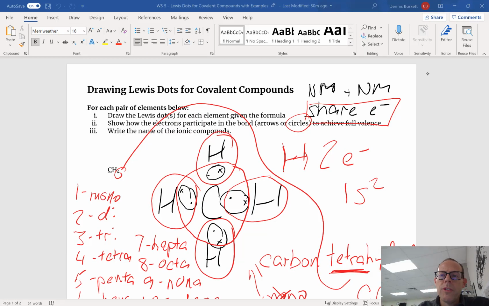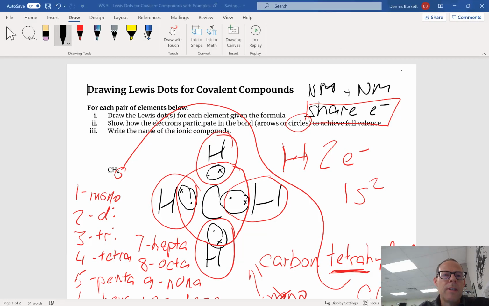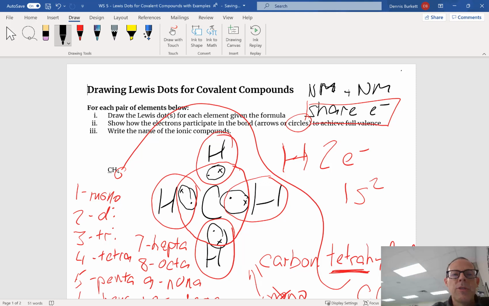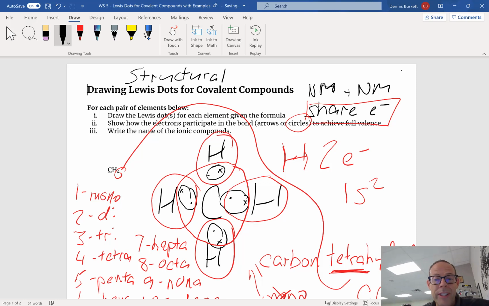All right, so this is going to be a really short podcast, and essentially, this is drawing structural formulas. From what we did on Lewis dots with covalent, it gets really messy really quickly. Nobody wants to look at that mess.